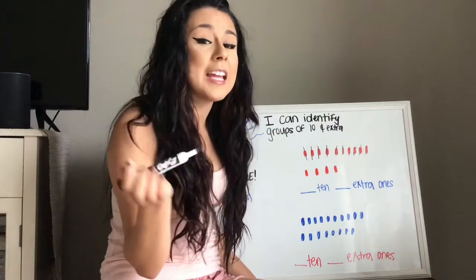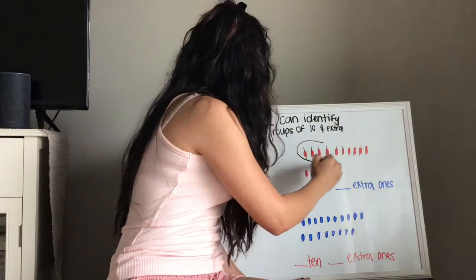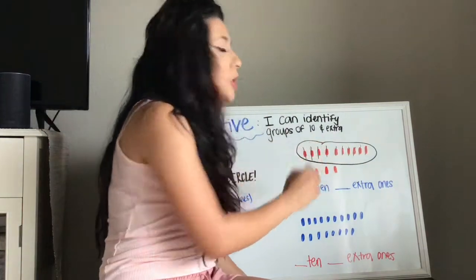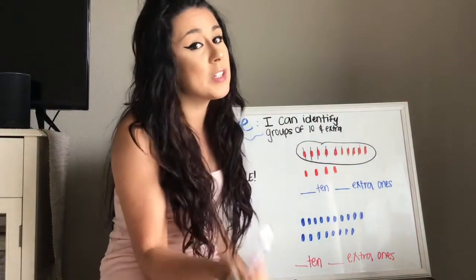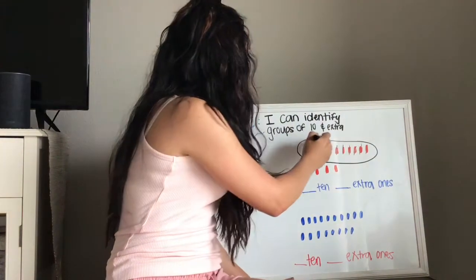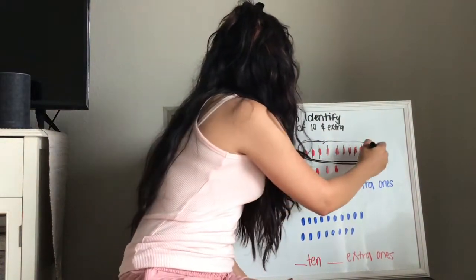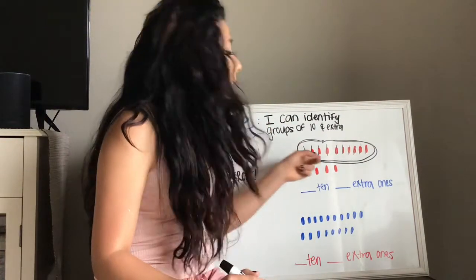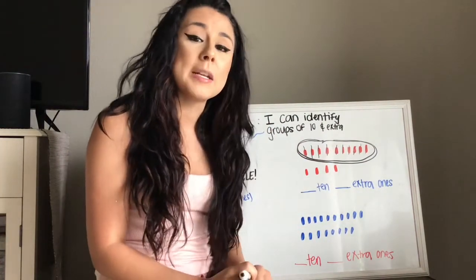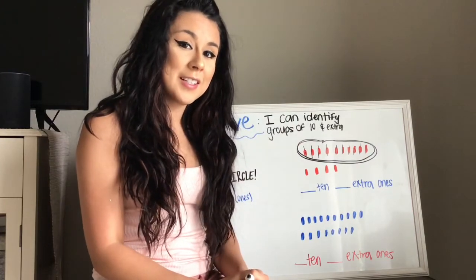So I have 10, I'm going to circle them. Now I'm going to try and keep my circling nice and neat. If we make it too messy, and it's kind of touching these ones, it's going to really confuse you. So this right here, this circle, is a group of 10. Now inside my one group, I have 10 dots. How many groups do I have?